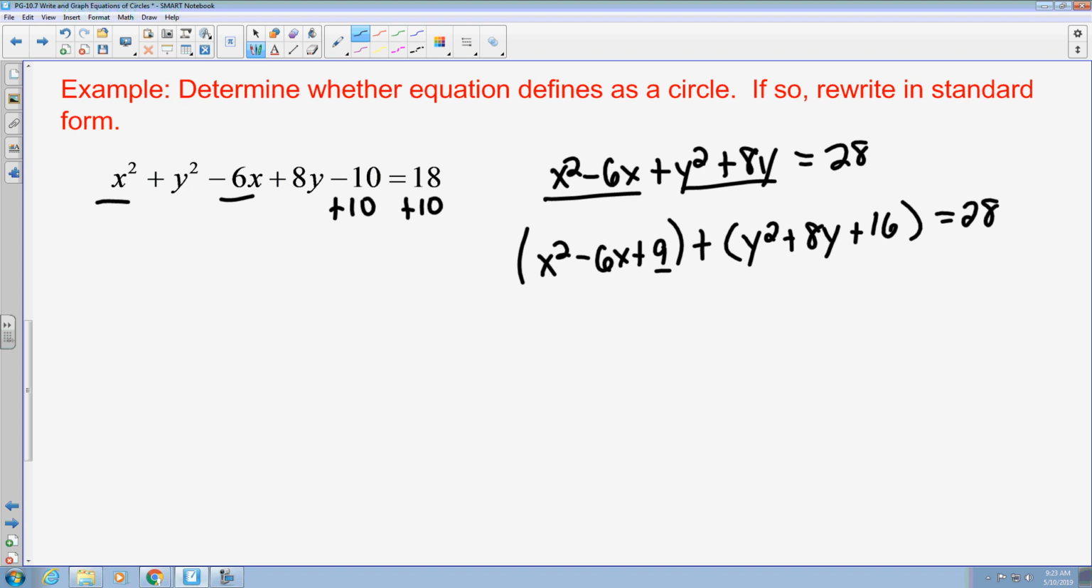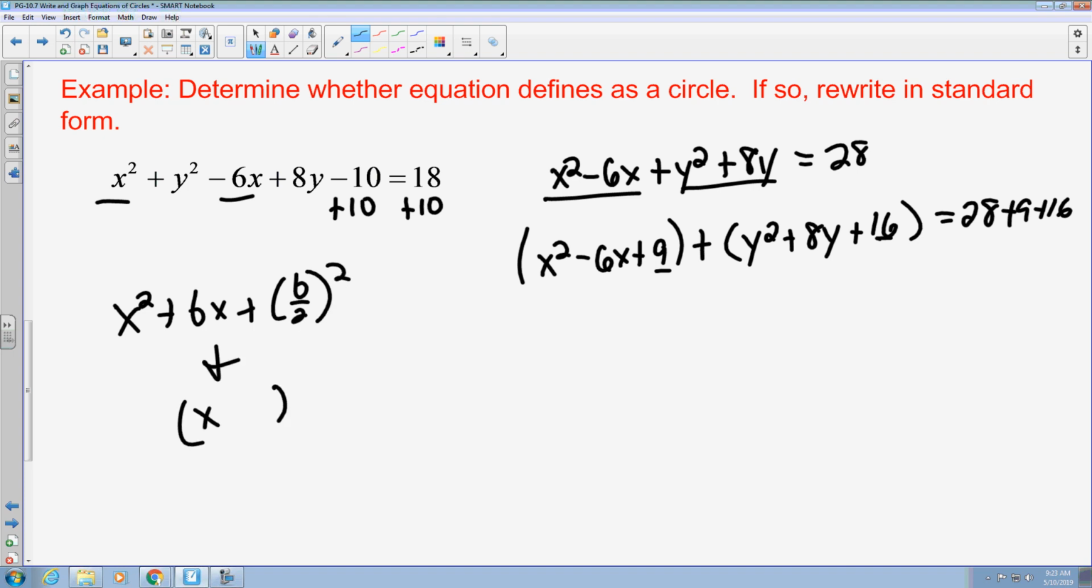But because I added a 9 and a 16, I've got to add 9 and add 16. Me adding the 9 and adding the 16 comes from that formula of, let me write it a little better. x squared plus bx plus b over 2 quantity squared, which then gets written as x plus b over 2 quantity squared.